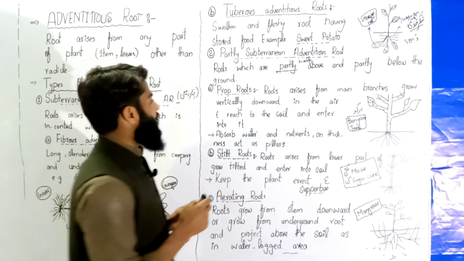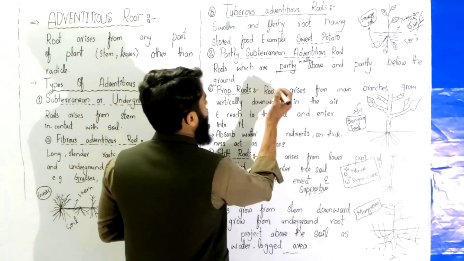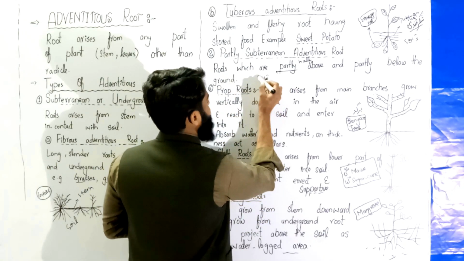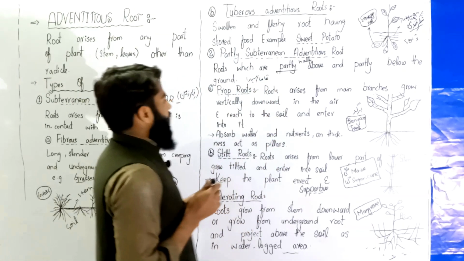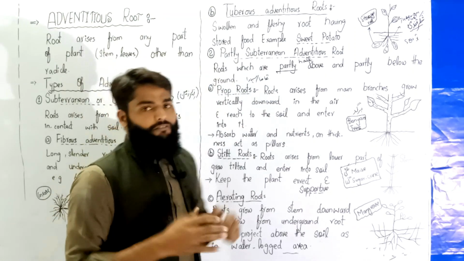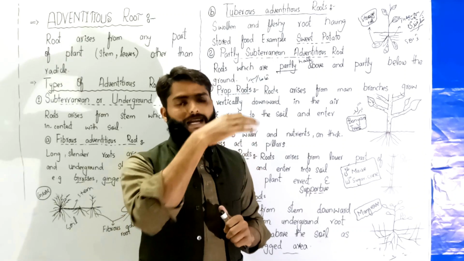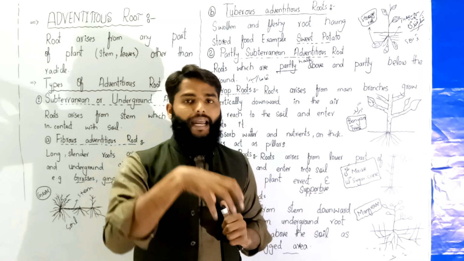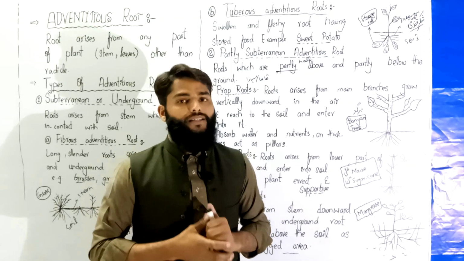अब prop roots को अगर हम common language के अंदर देखें, उर्दू के अंदर देखें, तो prop का मतलब है थामना या सहारा देना. अब ये prop roots actually वो roots हैं which arise from the aerial part of the plant, meaning which arise from the stem, grow vertically downward, touch the soil and finally enter into the soil.